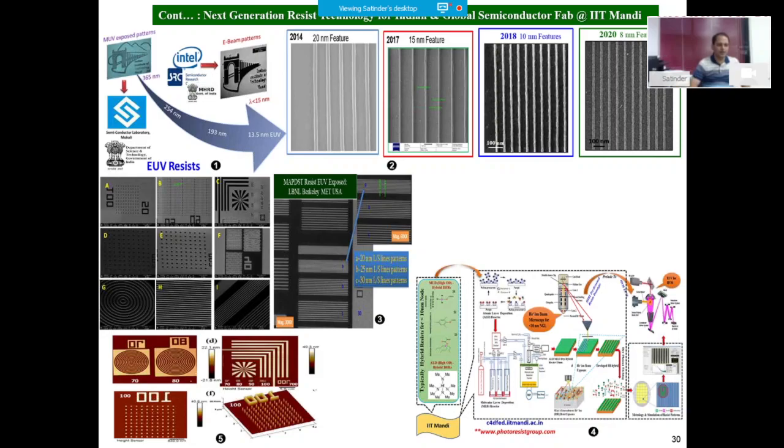We started from long back, with SCL and then Intel, and nowadays we are working with other industry also, Samsung recently. So that is from 65 nanometer to 13.5 nanometer UV. Basically in 2014 we were at 20 nanometer, then 15 nanometer, 17, 18, and we got 10 nanometer. Recently we got 8 nanometer features also in our developed systems. And these are the UV results.